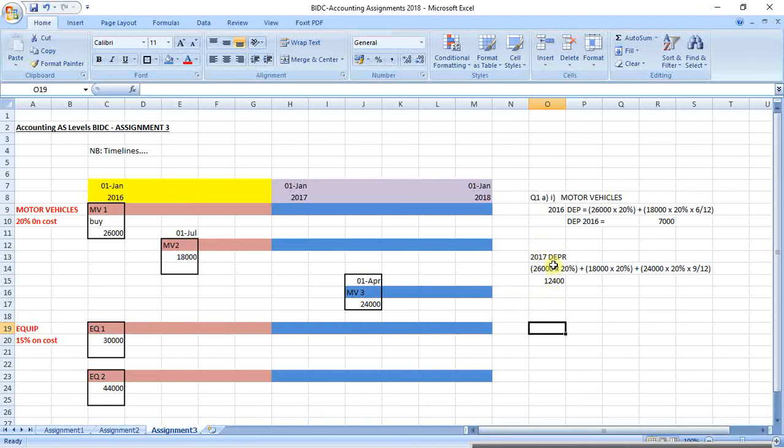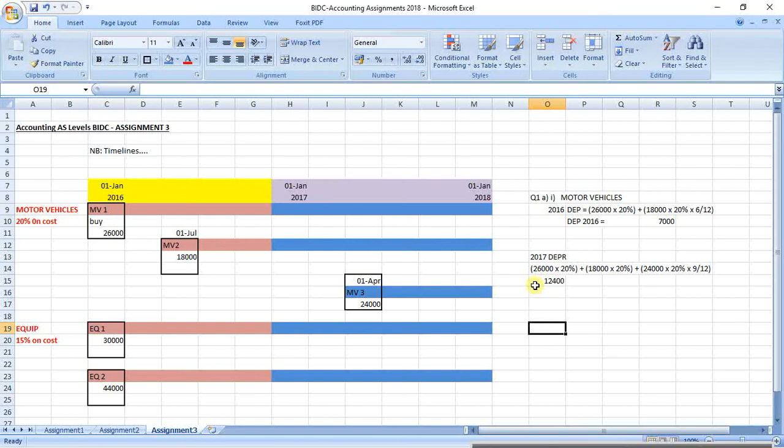Next one. Did they label this A2 or A1? It's still A1, it's just a different year. So 2017 depreciation equals, then you need to write down these brackets. 26,000 times 20%, plus brackets, 18,000 times 20%, and then one more, plus 24,000 times 20% times 9 over 12. Close bracket, answer there was 12,400.